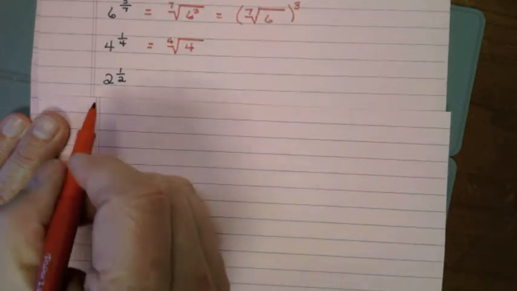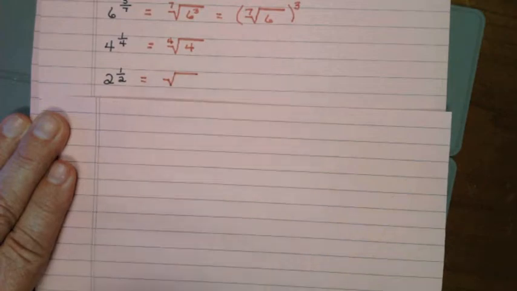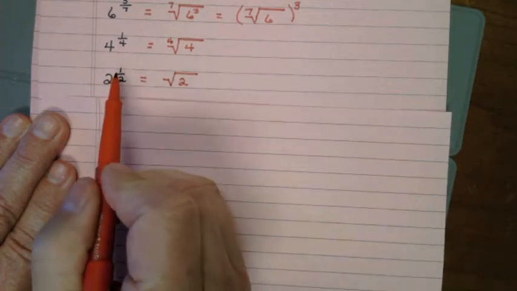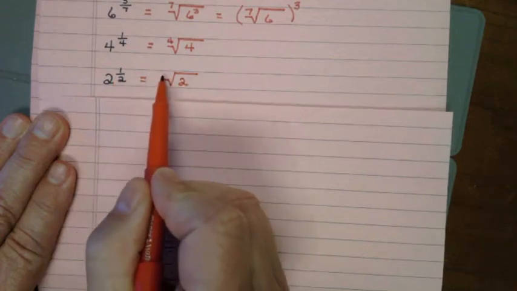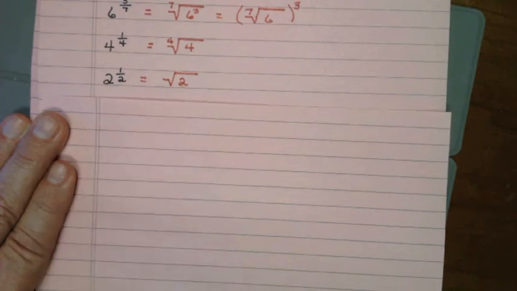Next example. I'm going to change this to radical form. That means make a radical symbol, write the radicand up under it. This is an exponent of 1. I don't write an exponent of 1. This is an index of 2. I don't write an index of 2. So this one is simply going to look like this right here.